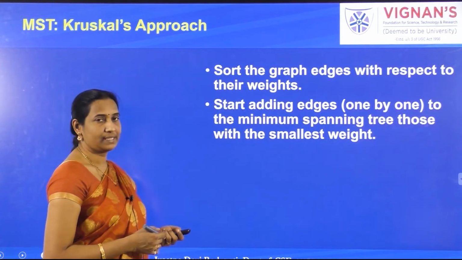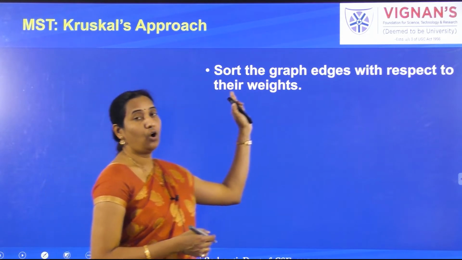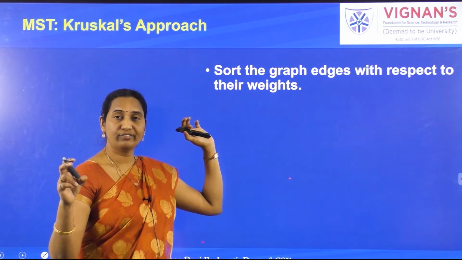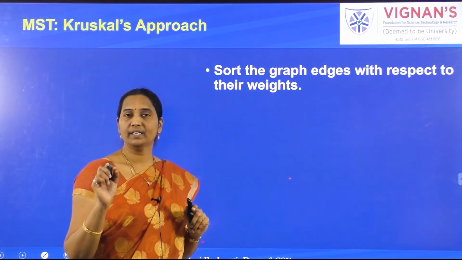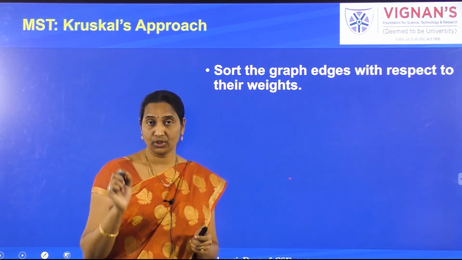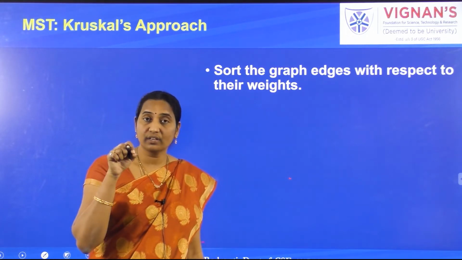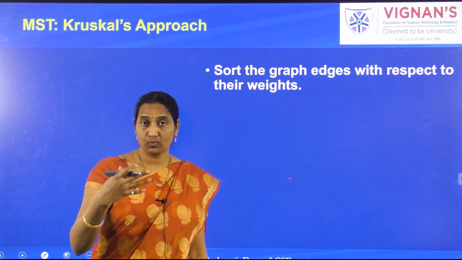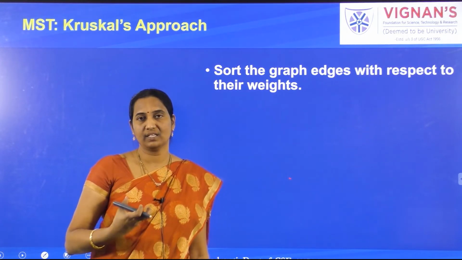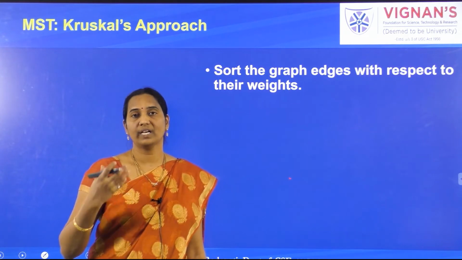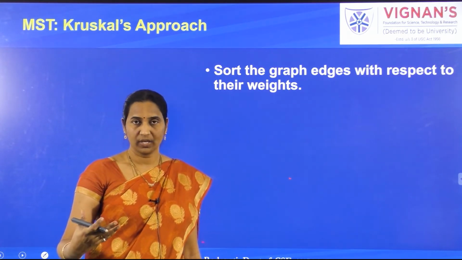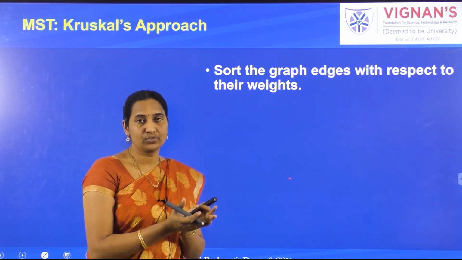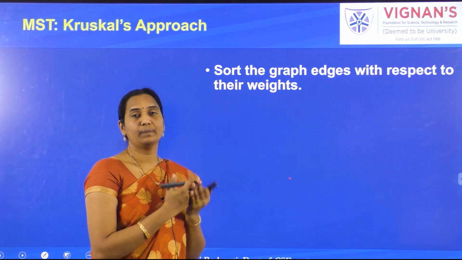In the case of Kruskal's algorithm, first you need to sort all the edges in the graph with respect to their weights, in increasing order. Remember, this MST problem is an optimization problem because you are trying to reduce the weight. In the introduction video, we discussed that algorithms where you are minimizing or maximizing something are known as optimization problems. In this case also, we are trying to reduce the total weight of the spanning tree. That's how it comes under optimization problems.